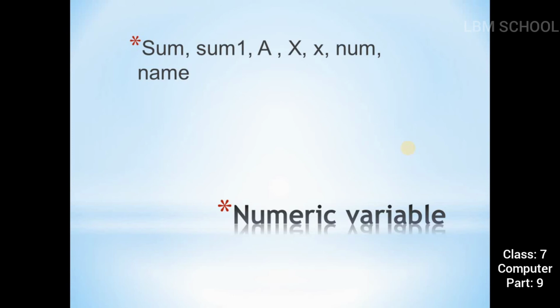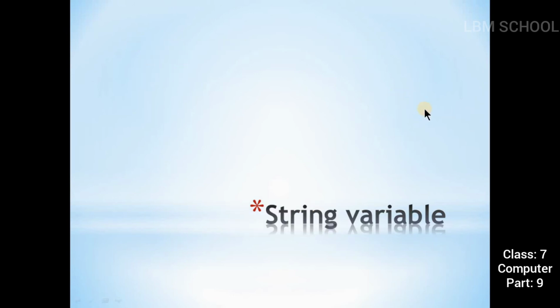Numerical variable examples. We can use any names: sum, someone, capital A, capital X, small x, num, name. These can all be used as numerical variables. String variable: the speciality of a string variable is that the name should end with a dollar sign.